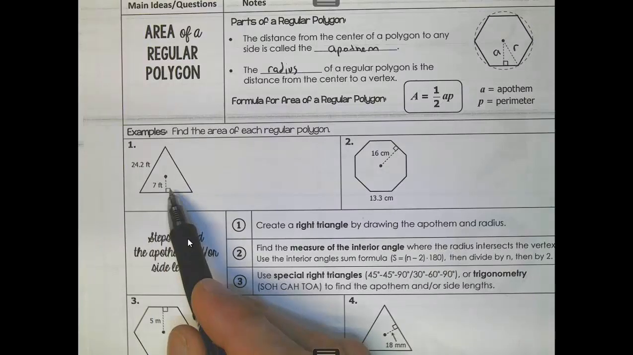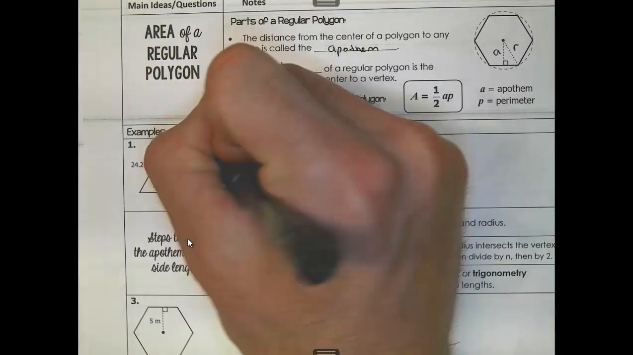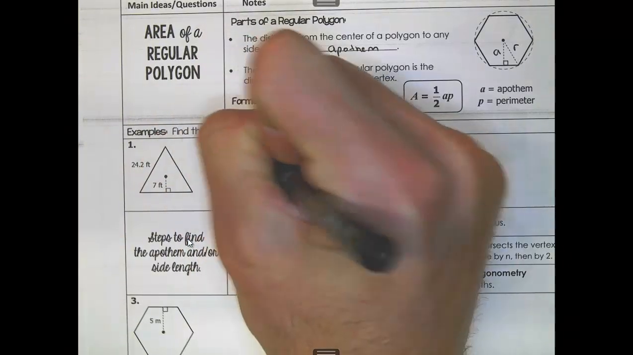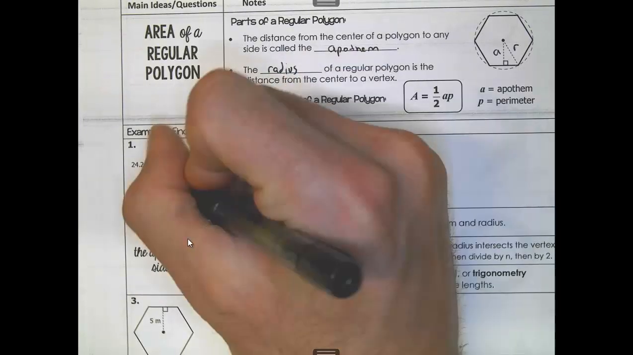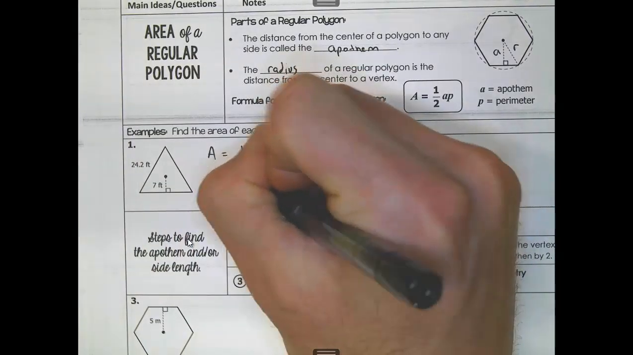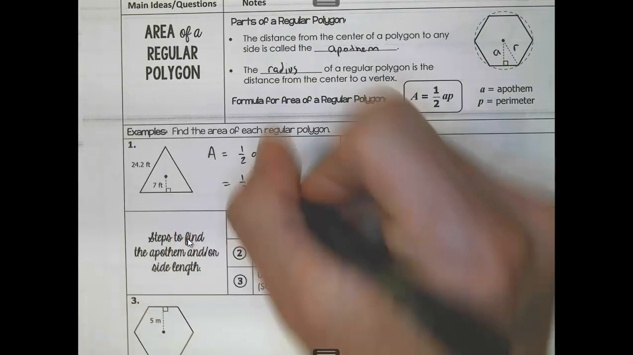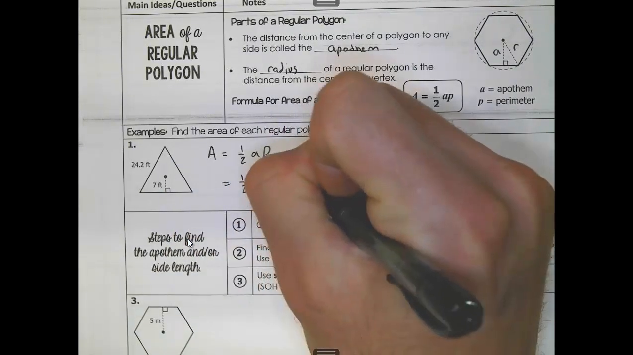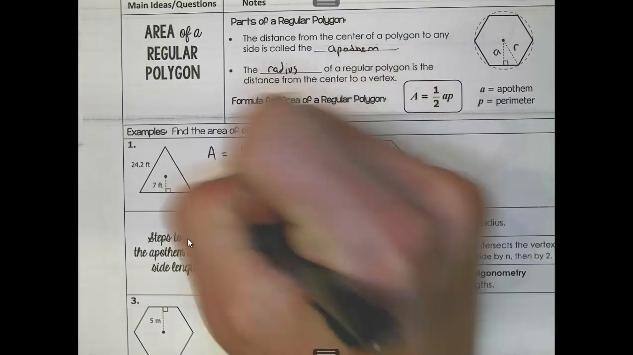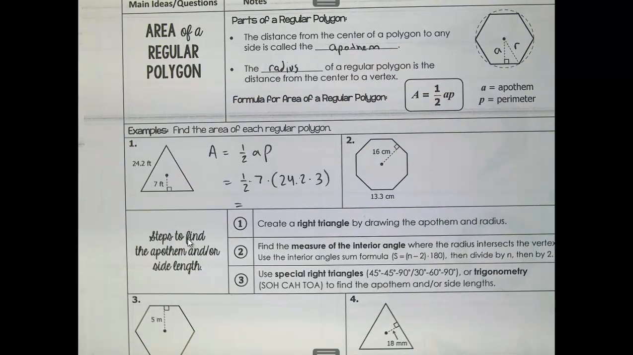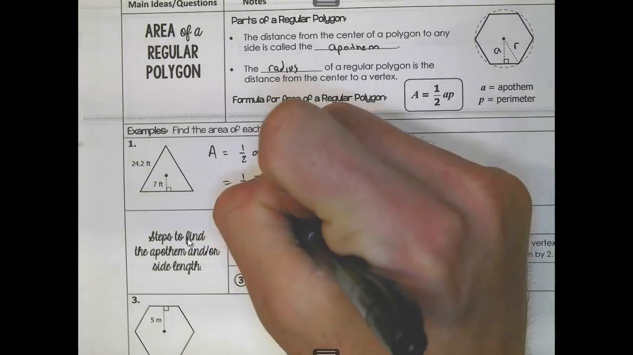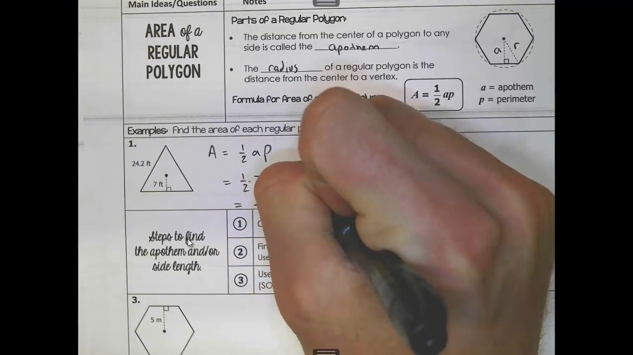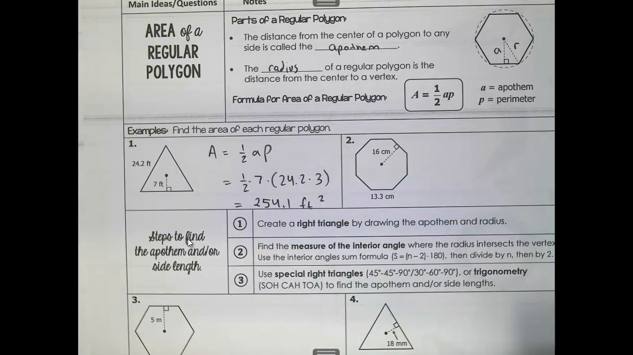We're going to use it here in some examples. Let's first do a triangle. I know you're used to doing a triangle with 1/2 base times height, but this time let's use the formula for a regular polygon, 1/2 apothem times the perimeter. So 1/2 the apothem is 7, and the perimeter is 24.2 times 3, because there are 3 sides. Pretty straightforward, and you get 254.1, and once again we're dealing with area, so we want square units, square feet, rounded to the nearest tenth.